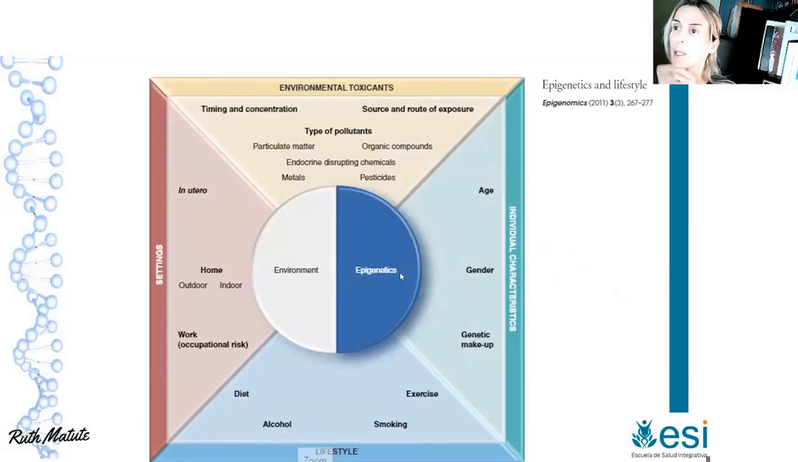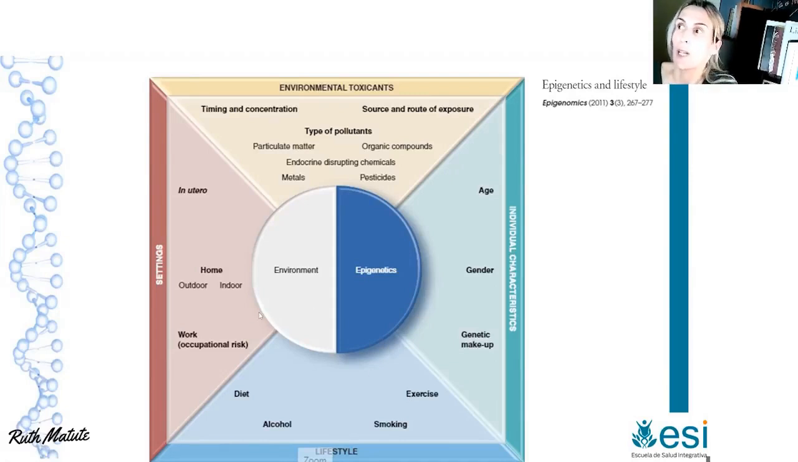There are intrinsic factors to epigenetics, or at least factors that are independent of the environment, such as age, gender, or genetic makeup. The environment isn't defined very precisely or in a very agreed upon way either. It generally refers to environmental toxins, types of pollutants, the duration and concentration, the source, and the route of exposure. But really, the environment includes other characteristics, some of which are personal choices that make up our lifestyle, including diet, exposure to alcohol or tobacco, and exercise.